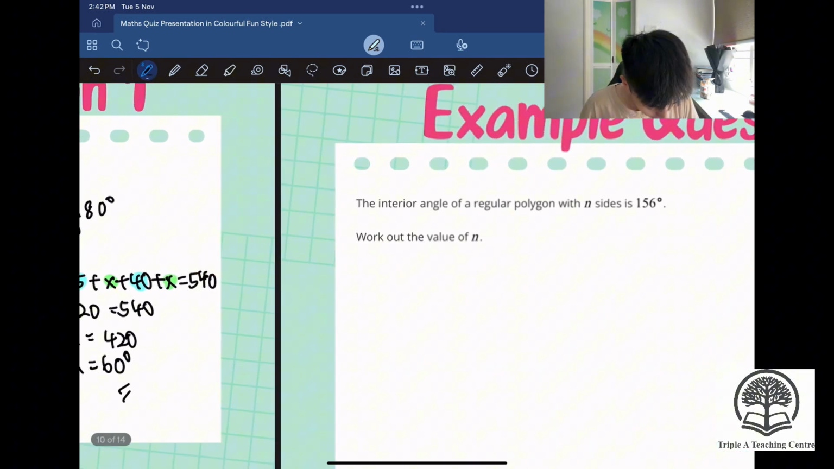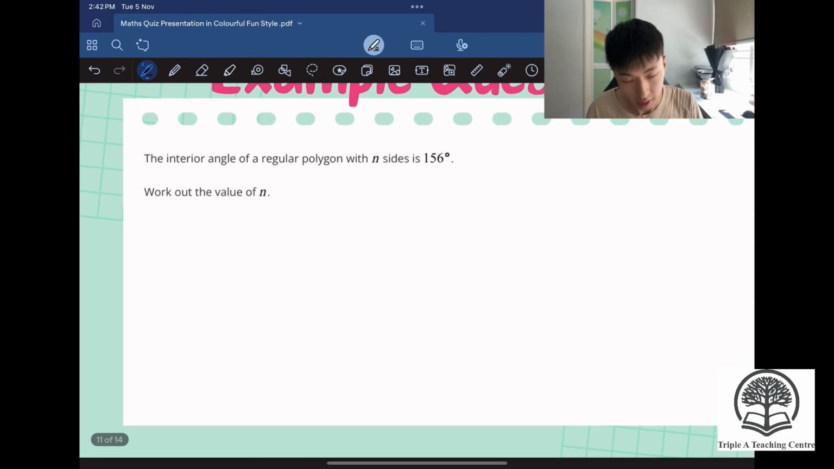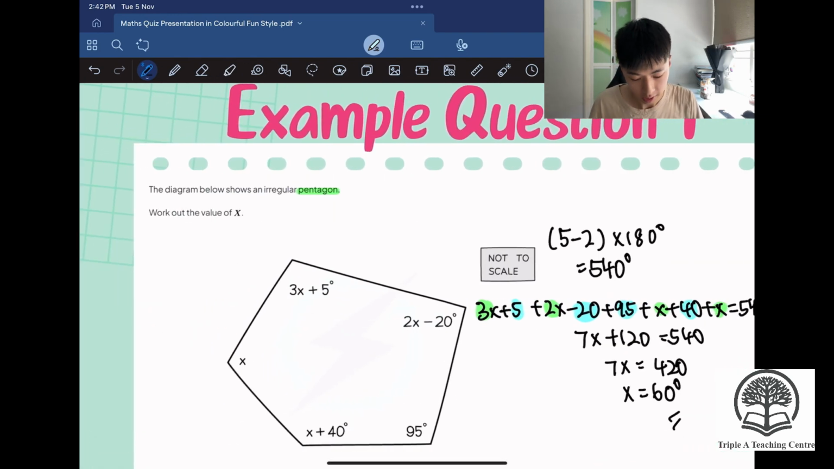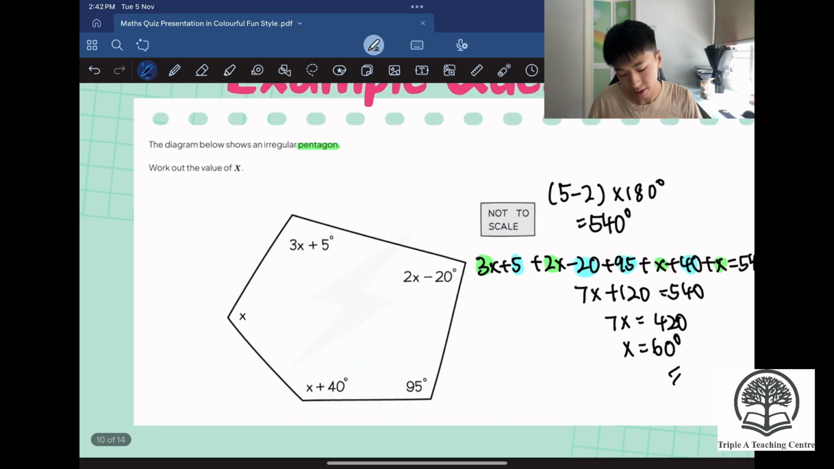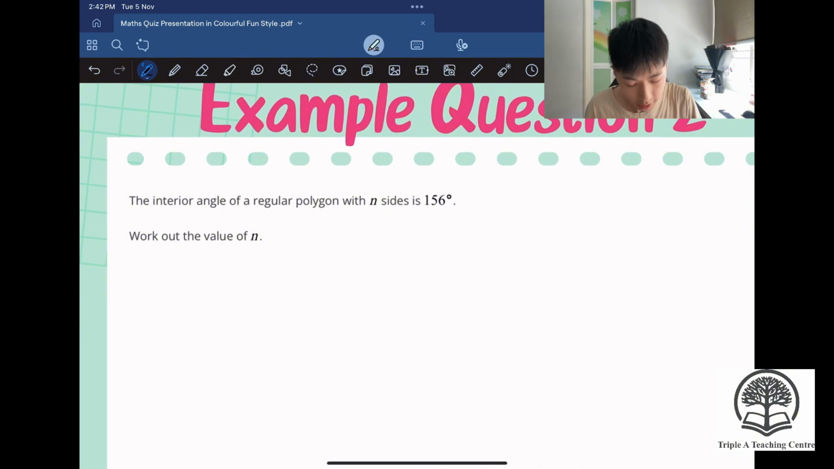Okay, so example question number 2. In IGCSE, they can actually ask you about polygons in different forms. The first question, you see, they give you a diagram, which some people may prefer. Visual learners like to look at a diagram. Sometimes they just write you a word equation, and you need to form a diagram in your mind and solve it.